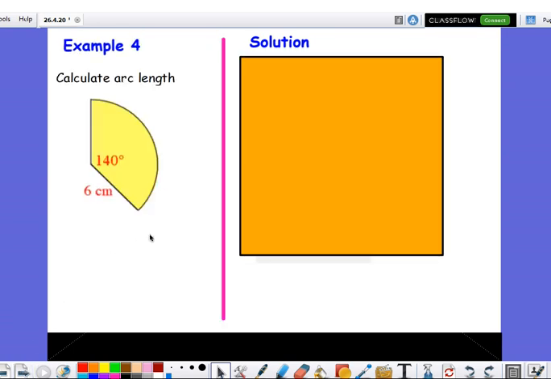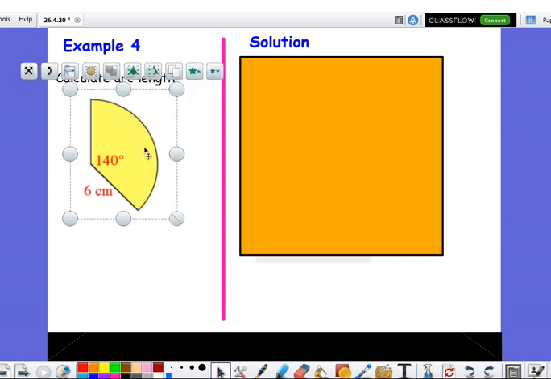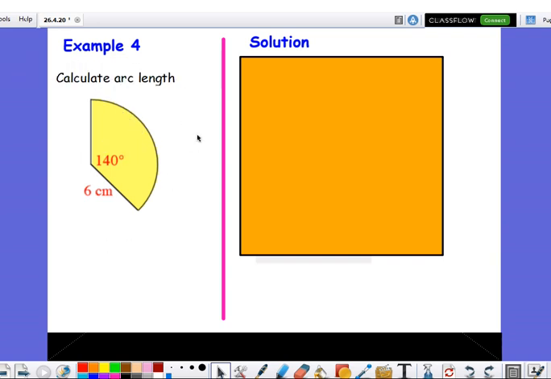Example 3 is very similar. It's just you've not got the full circle drawn. But because it says calculate the arc length, you can assume that it's a sector of a circle. It probably would in a normal question say this is a sector of a circle. But because it says arc length, we can assume it's a sector.